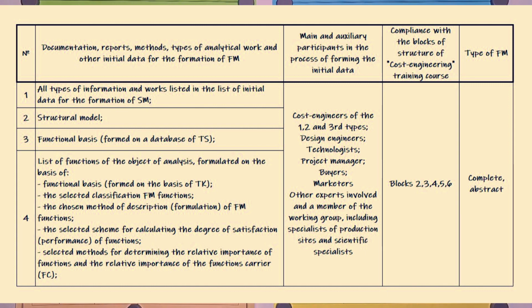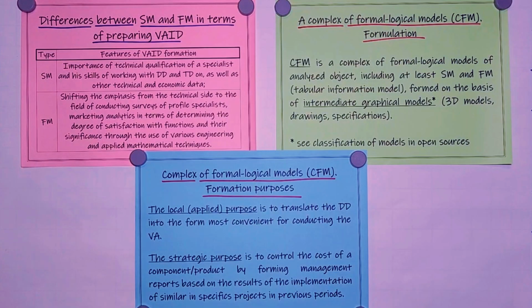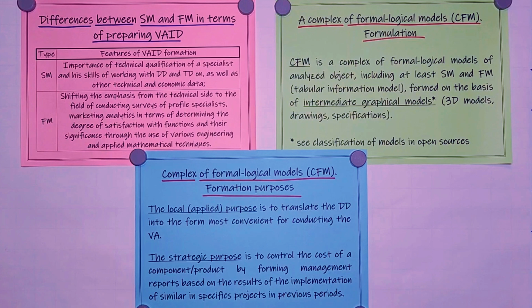The presence of a formed structural model and the initial data used in its formation is necessary but not sufficient for the formation of a functional model. On the slide, a table of initial data necessary for the formation of a functional model of the object of analysis is presented. Despite the fact that in issue number 6, information provided in value analysis, structural and functional models were assigned by us to one category of initial data, namely the category of derived initial data of the second order.